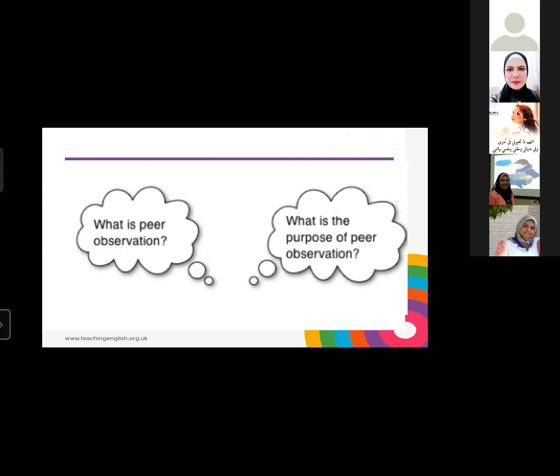Okay. And what is the purpose of peer observation? Why do we observe others, or ask others to come into our classes to observe us? What is the reason or the purpose of observation?